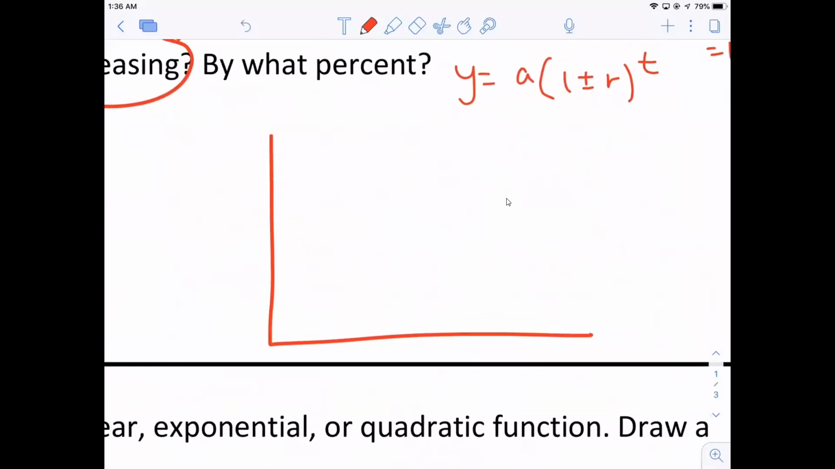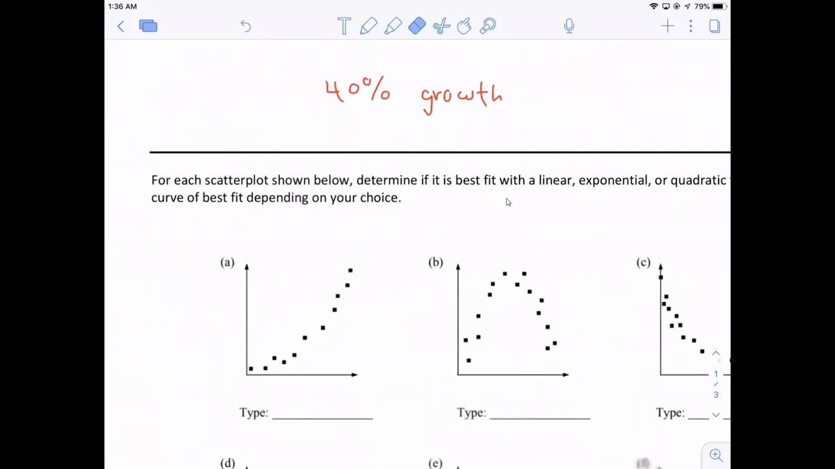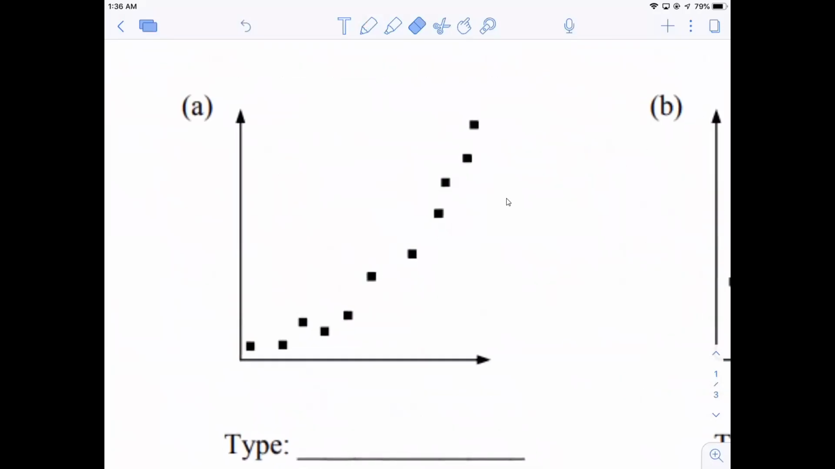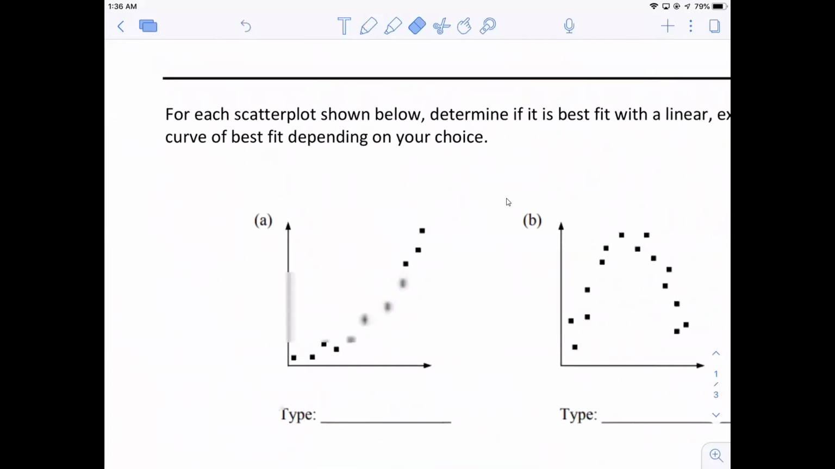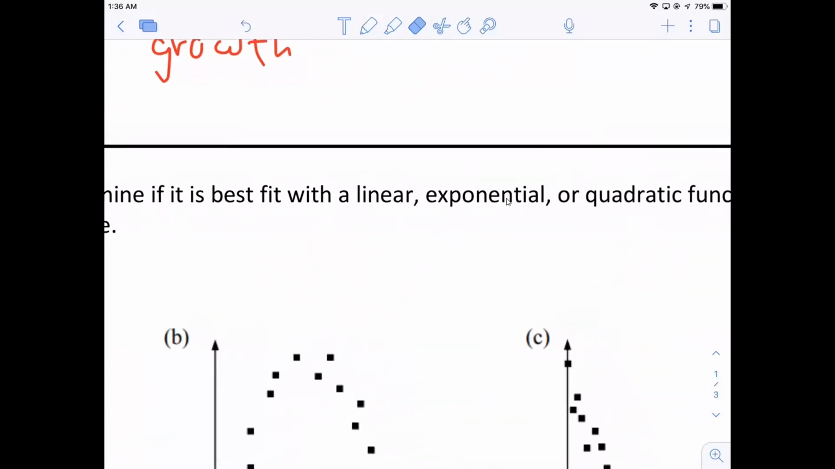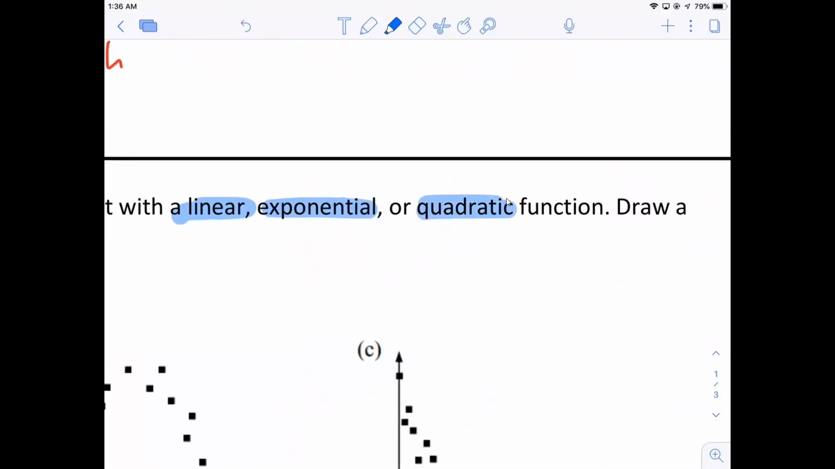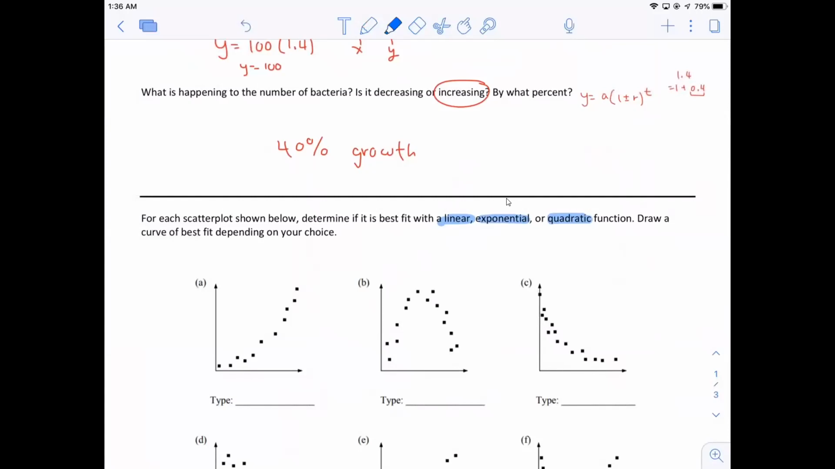We could do other kinds of best fit, right? What if our data looked like, well, let's just look at the first example because that's exactly what it is. What if our data looked like this, right? So what we're doing here is we're going to determine if the best fit for the data is linear, exponential, or quadratic. So draw a curve of best fit depending on your choice.